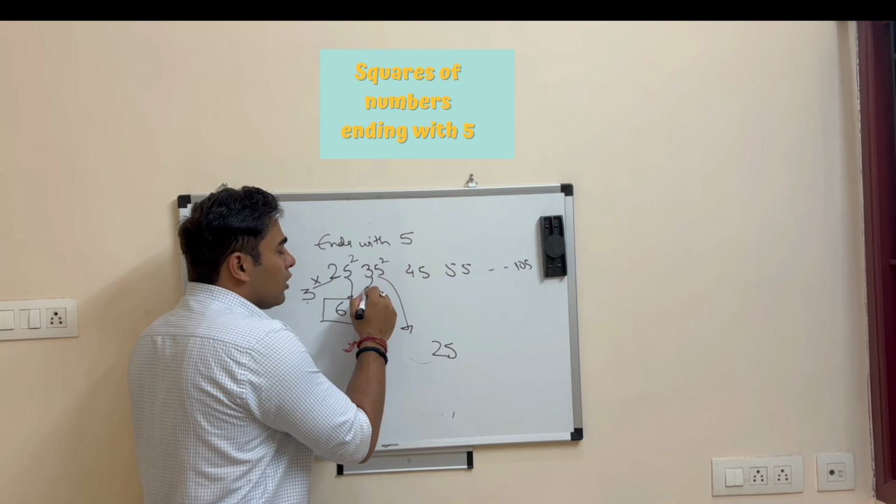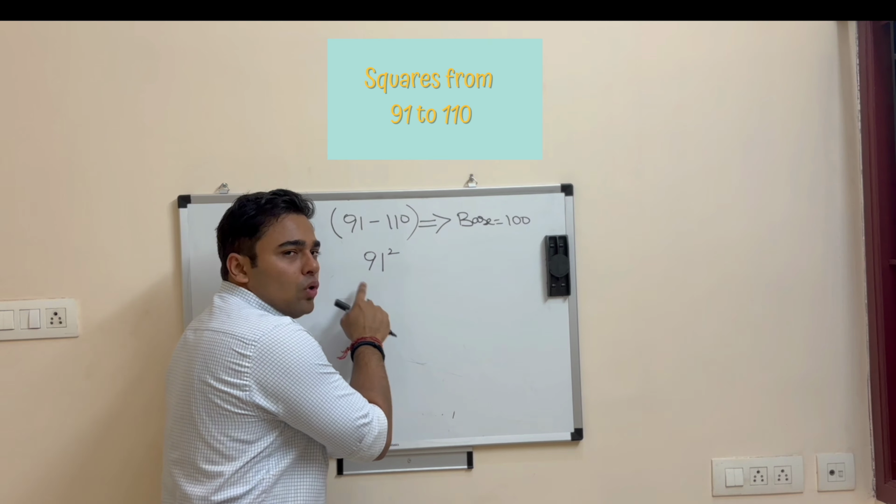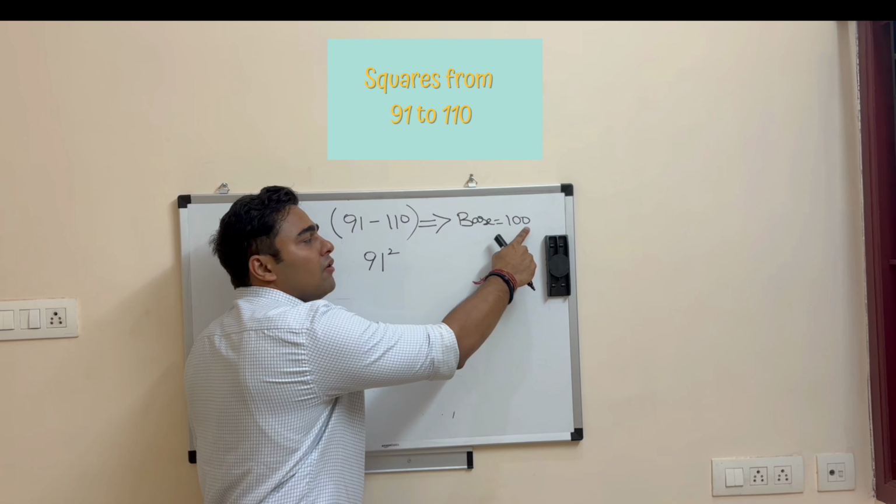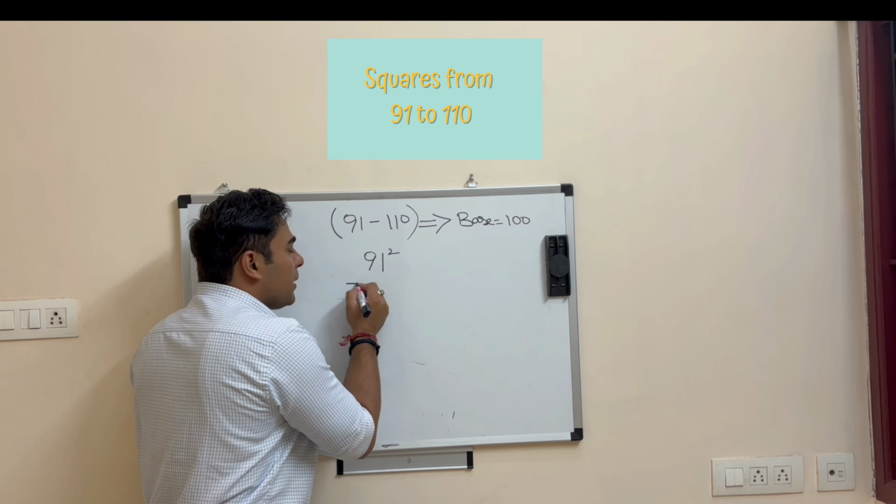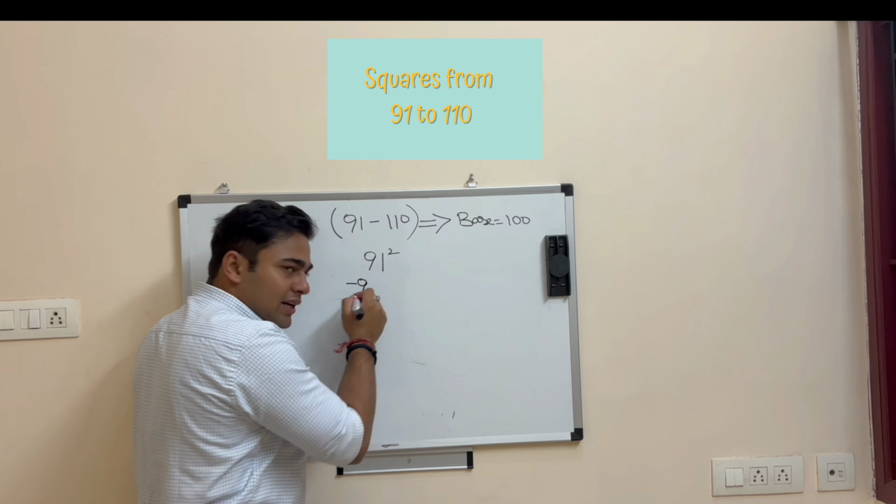So in that way we can see that the number 91 is less than 100 by 9 only. So we are going to subtract 9 from 91, which is 82, right? And then we will put a square here. 9 square is 81. Here is your answer.